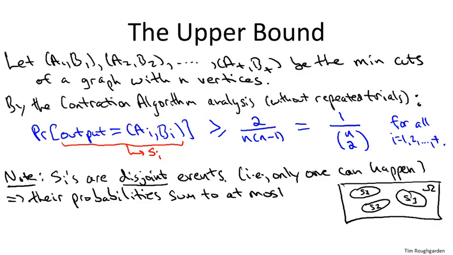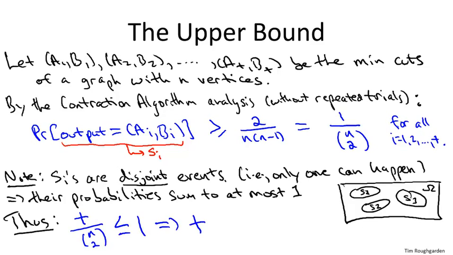we have that the sum of their probabilities, which we can lower bound by the number of different events, and remember there are t different min cuts for some parameter t. For each min cut (Ai, Bi), a lower bound on the probability that that gets spit out as output is 1 over n choose 2. So a lower bound on the sum of all of these probabilities is the number of them, t, times the lower bound, 1 over n choose 2. And this has got to be at most 1. Rearranging, what do we find? t, the number of different min cuts, is bounded above by n choose 2.